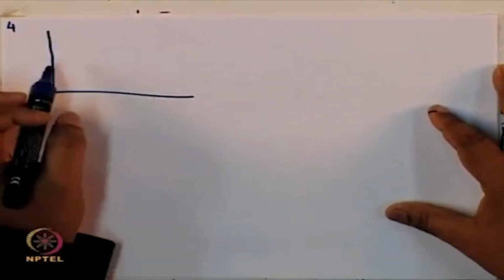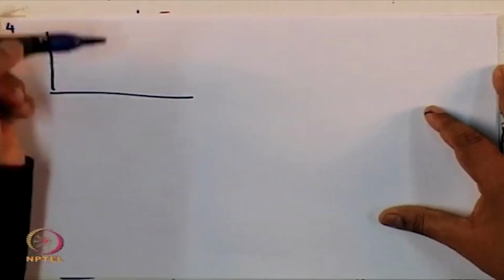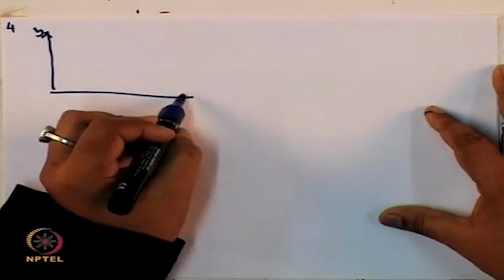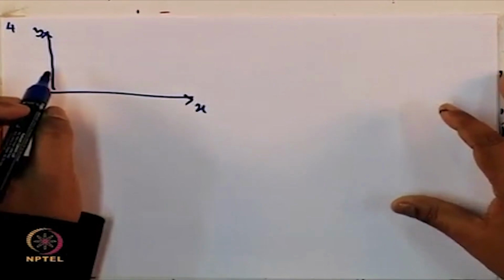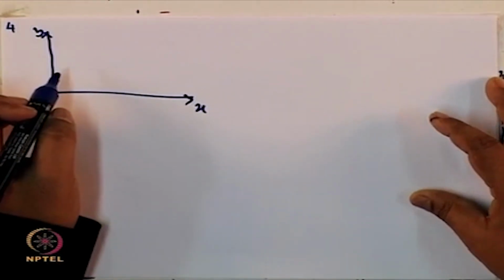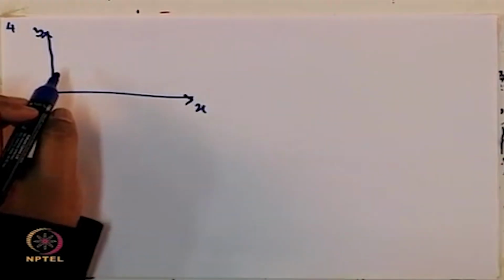Now, let us say, if there was a vertical shift in the y axis, you modified the equation from y is equal to a e to the power minus m x to y is equal to y naught plus a e to the power minus m x.